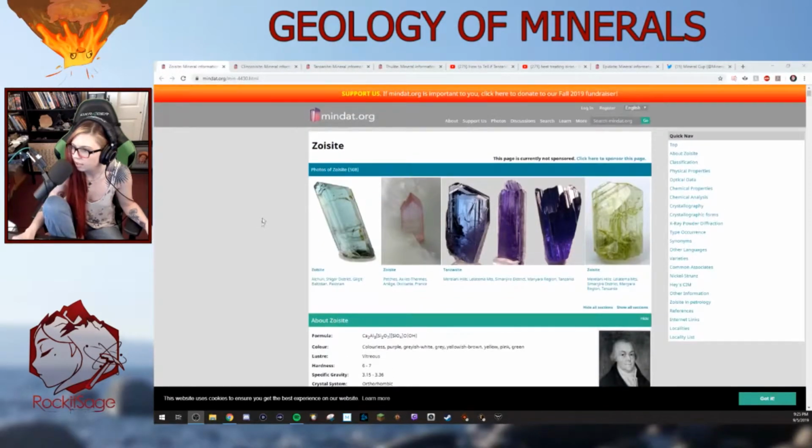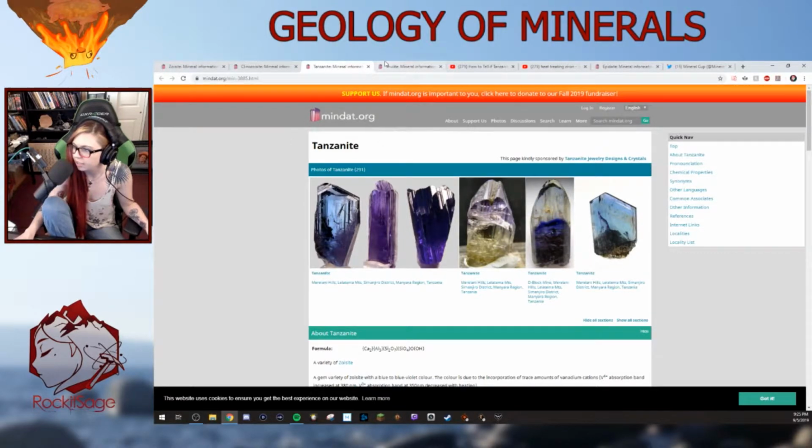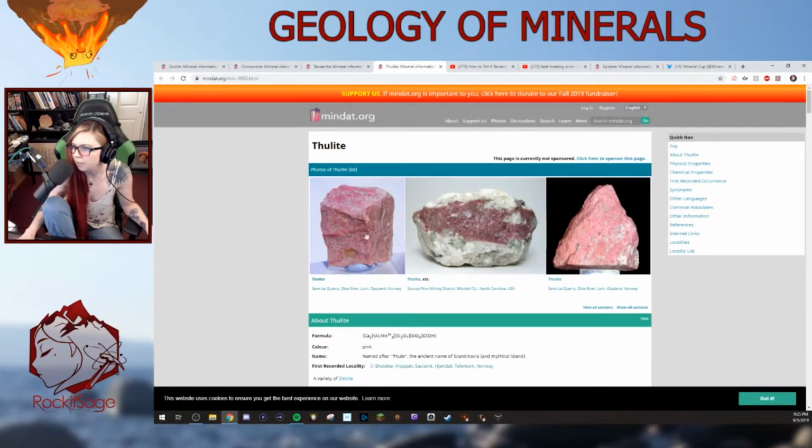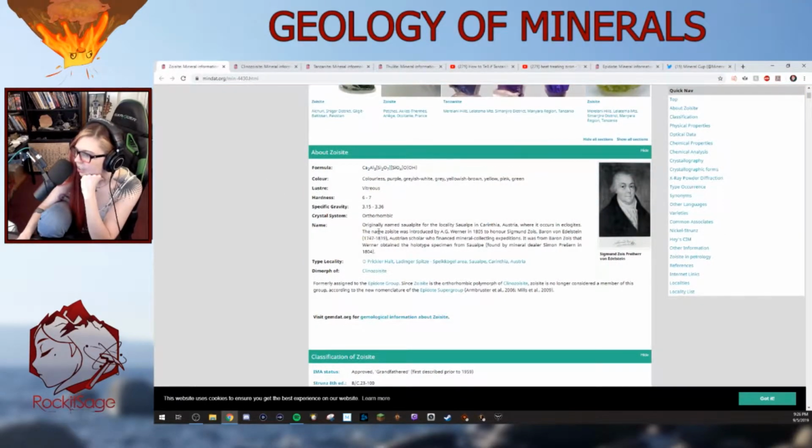So this is, again, zoisite. You've got clinozoisite, which is a dimorph. Tanzanite is one of the, oh my gosh. These are so pretty. Thulite is the pink variety, which is somewhat cloudy relative to the others. Let's see here. Originally named salpite for the locality, Salp in Carinthia, Austria, where it occurs in eclogites.